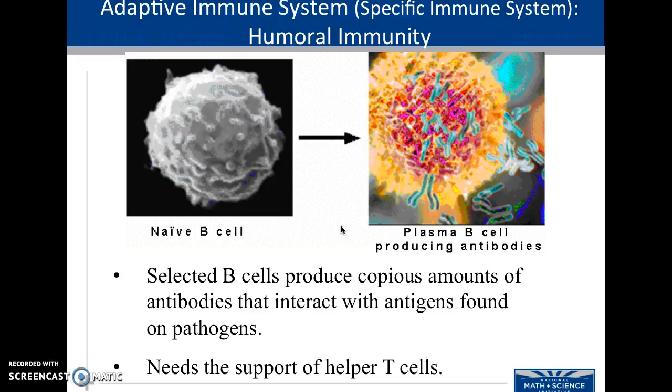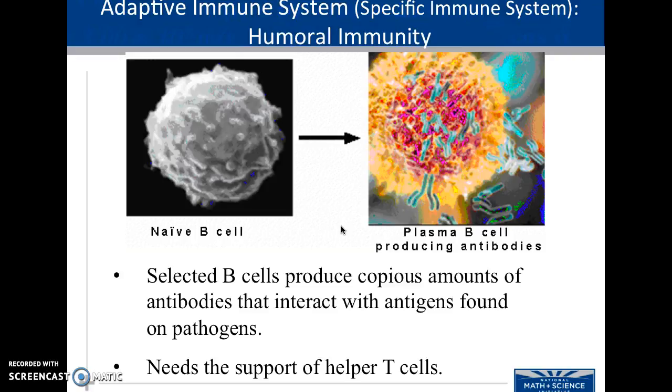So the adaptive immunity was divided into cell-mediated immunity and humoral immunity, and the T cells were our cell-mediated immunity, and then our plasma B cells are going to be our humoral immunity, which makes the antibodies. This is the very, very last stage of fighting an infection.